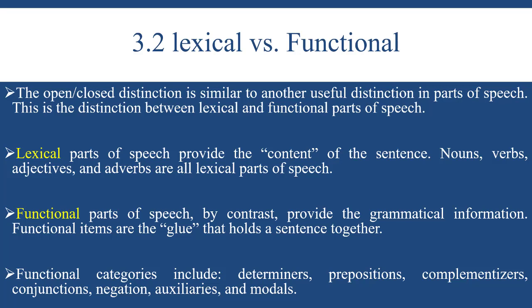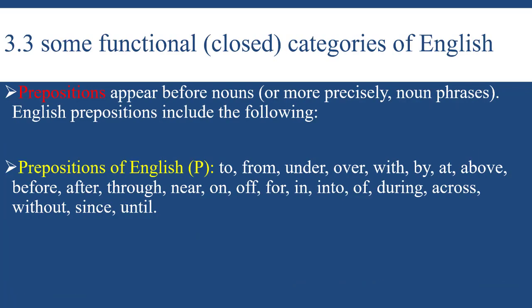What you need to remember from this part is that lexical parts of speech are open class. We're talking about nouns, verbs, adverbs, and adjectives. And functional parts of speech are closed class. Here we're talking about determiners, prepositions, conjunctions, etc. Some functional categories, which are of course closed categories of English.